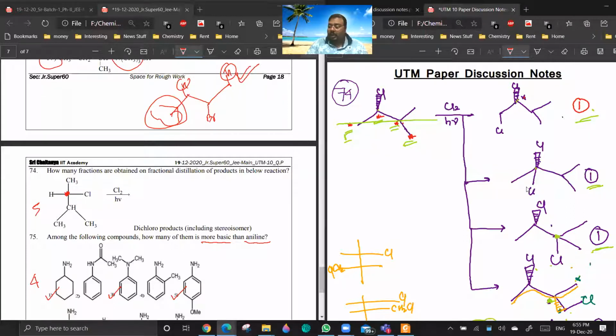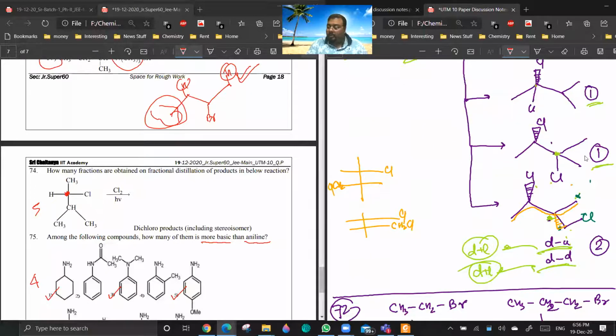Here there is no chiral center, so what? Here also only one chiral center whose configuration is fixed, so one only. In the last case, you are getting a creation of new chiral center at this point because of chlorination. Now this configuration is fixed at down, but this can be up as well as down with respect to this one. So you'll have 2 stereoisomers.